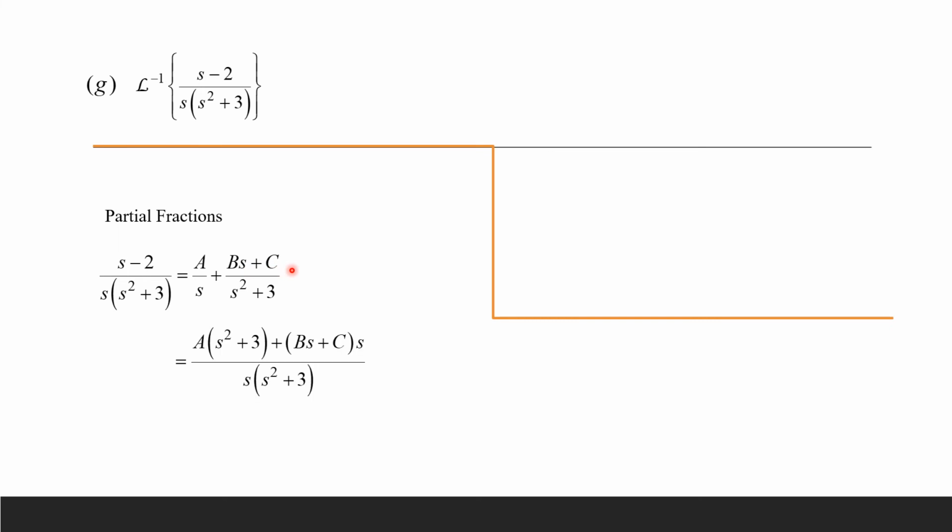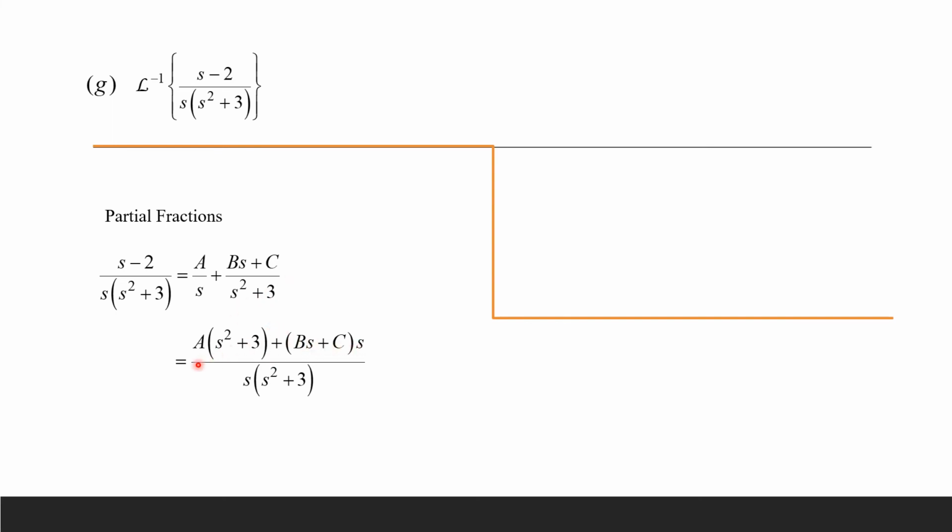Since there is a product of a linear as well as a quadratic factor, we cannot rely totally on the cover-up method, because the cover-up method is applicable if both of these are linear factors. So between s and s² + 3, the common denominator will certainly be the product of these two, which will be s times (s² + 3). Whatever we write on the right side must be the same as the one written on the left side, because this is equal. So A multiplied by (s² + 3) plus (Bs + C) multiplied by s.